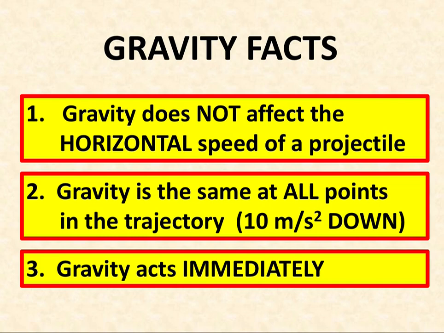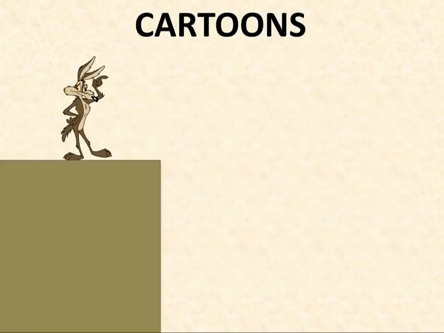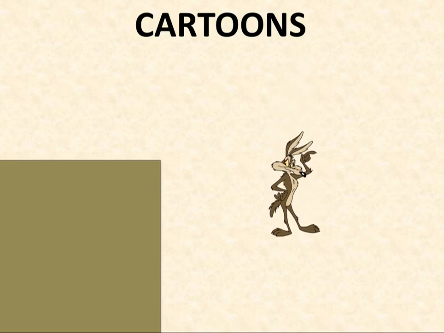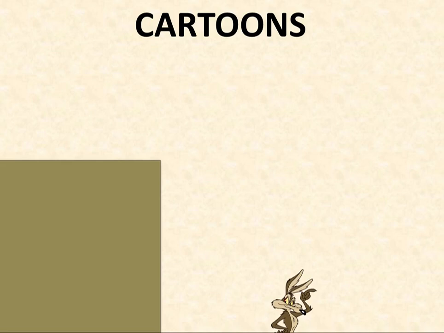A good example of the third fact done wrong is the Wile E. Coyote effect. If you've watched the Roadrunner cartoons, you've seen Wile E. Coyote running off of a cliff, and at first he's fine. It isn't until he looks down and notices that there is no ground that he begins to fall, and then he always falls straight down.